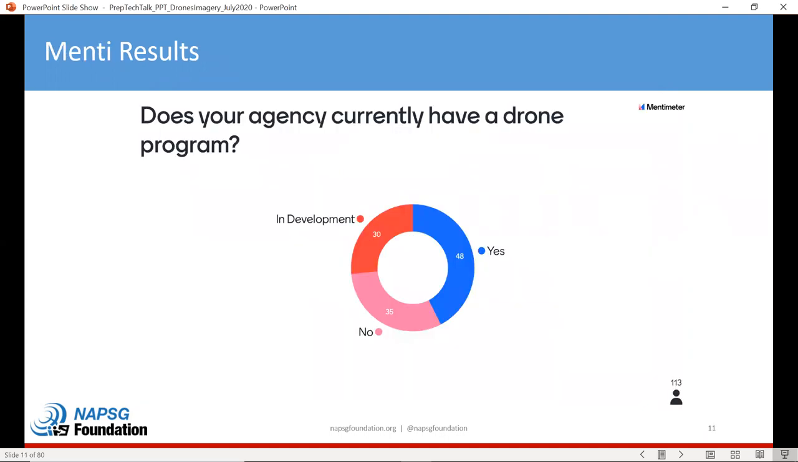So thank you all for participating. This helps give us a sense of where your agencies are with implementing a drone program. And it looks like about half of the participants today currently have a drone program. 30% are in development and 35% not quite yet. Our panelists are going to speak to considerations and resources regardless of the maturity of your organization as it relates to a drone program and leveraging imagery for disaster management. But this does help us understand our audience a little better and where the community stands at large.